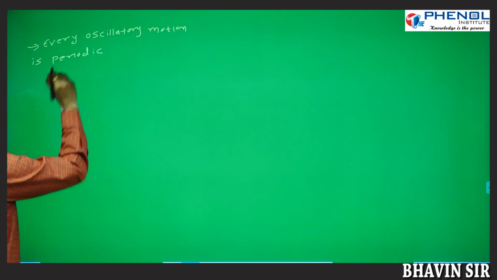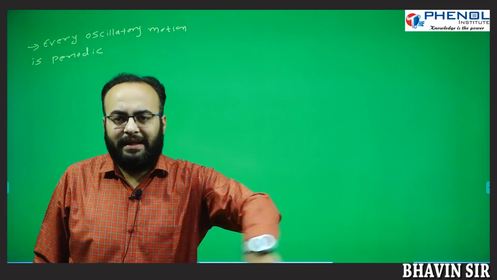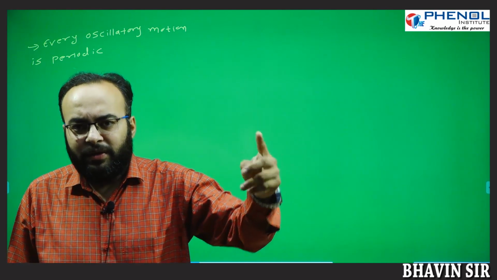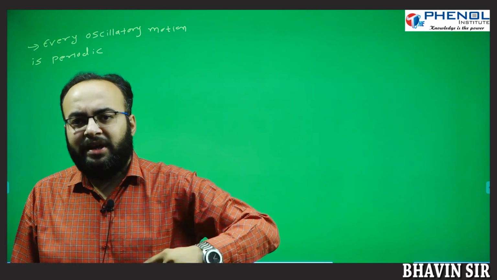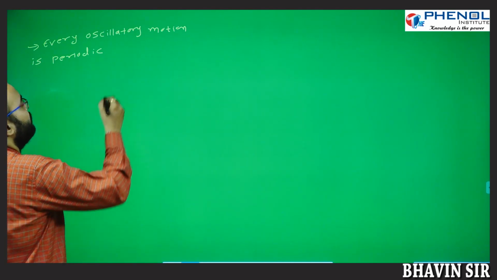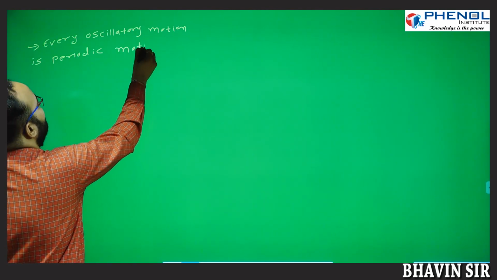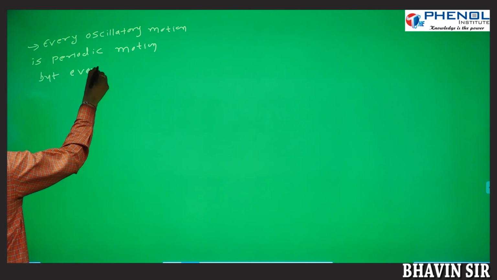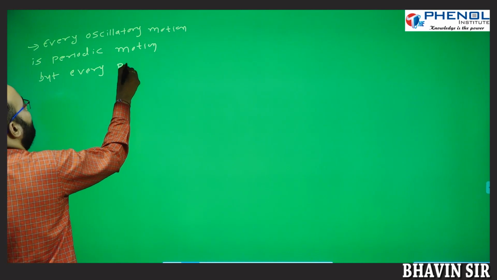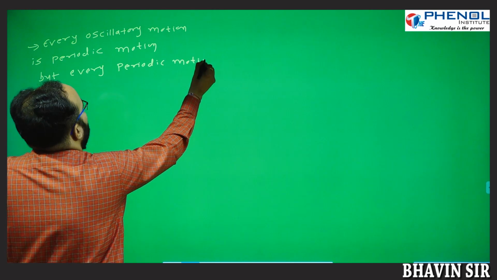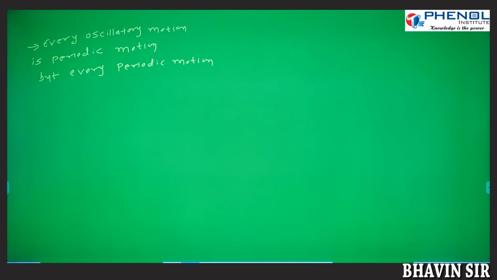What is called periodic, students? That in which what repeats? The path. And see students, in case of motion of a pendulum, the path repeats. A spring is moving up and down, but the path repeats. So every oscillatory motion is periodic motion, but every periodic motion is not oscillatory.